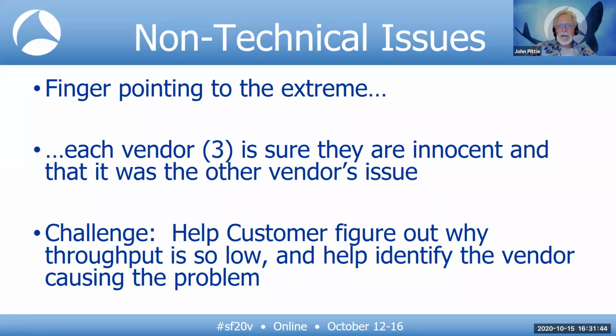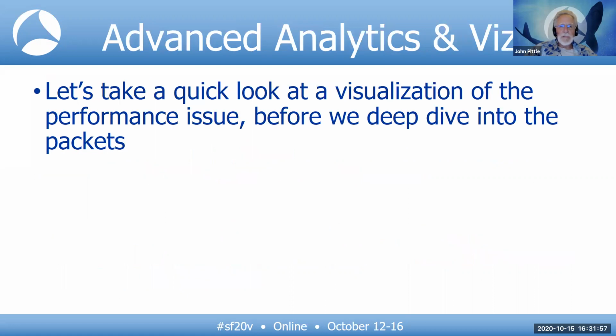There are a lot of vendors in that picture. I didn't put vendor names on. Everybody's pointing fingers, as you might expect. Our task was to help the customer figure out why throughput was so low and help identify the vendor that was causing the problem.